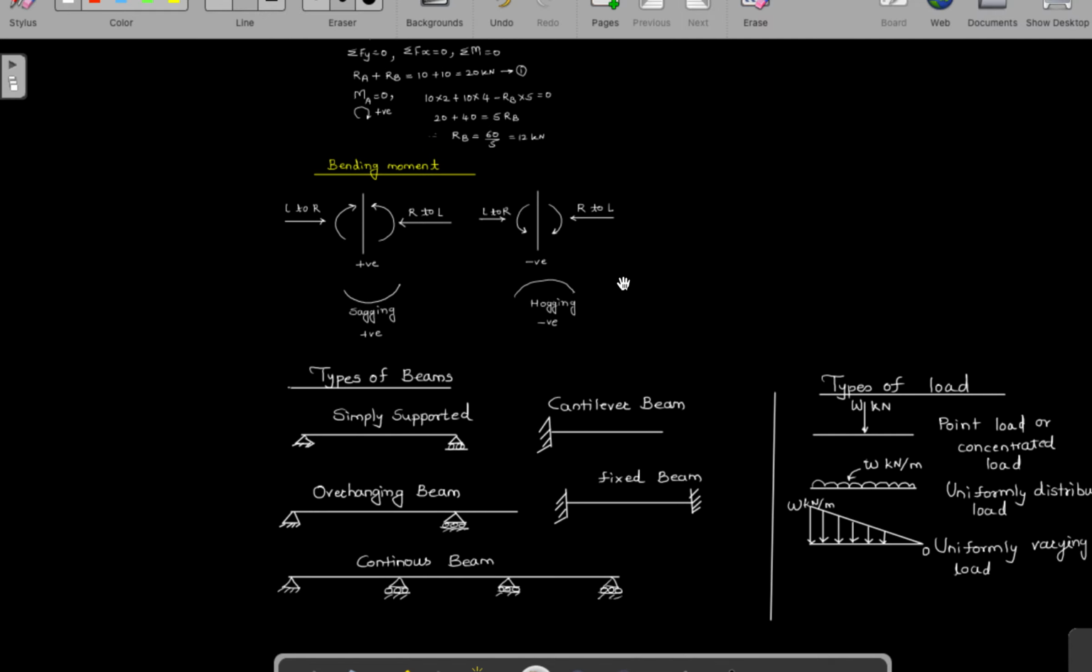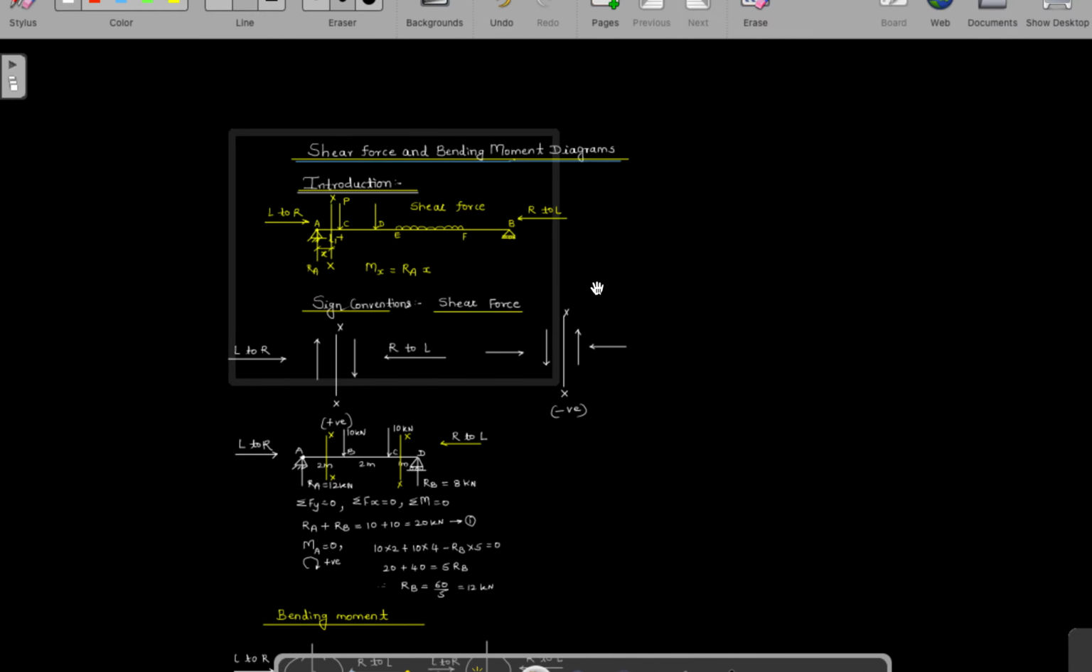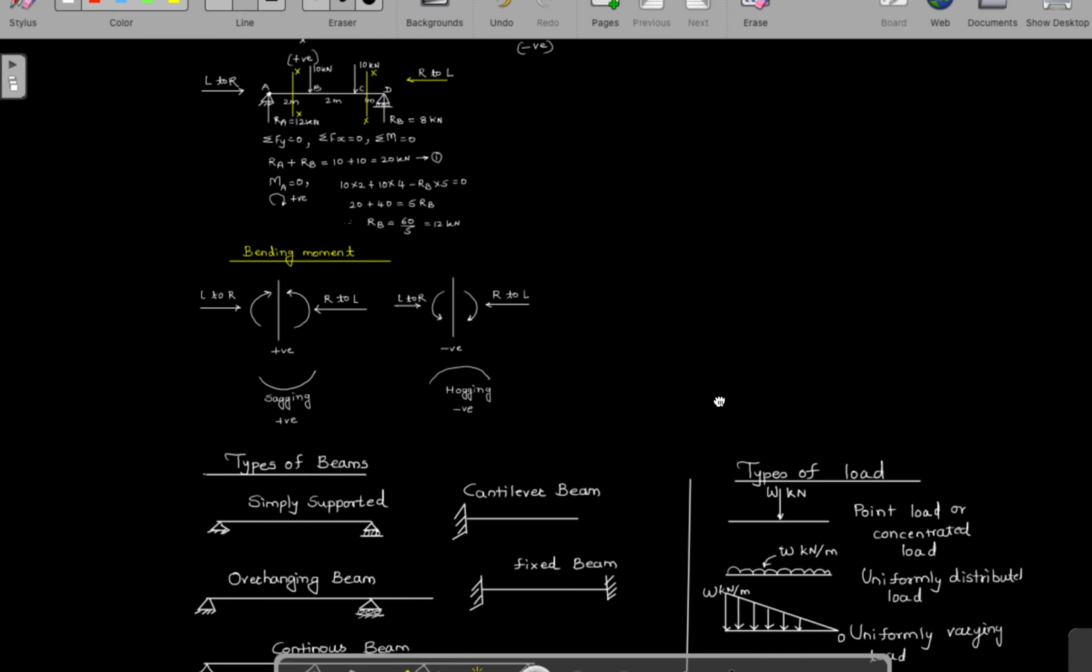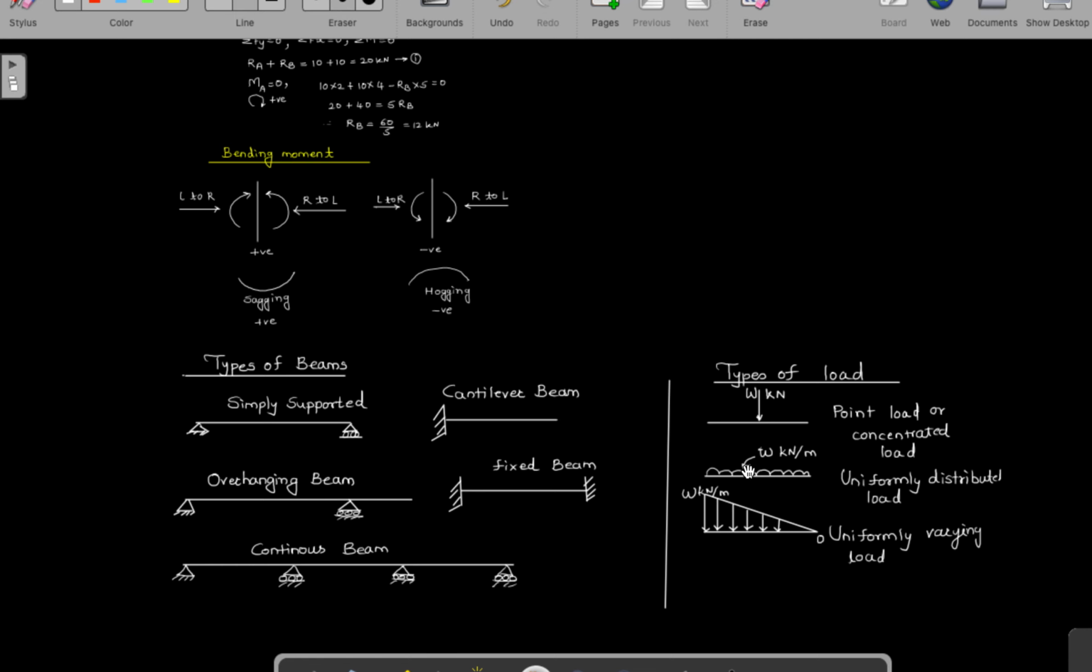So in this class, we have just seen the very basics: what is shear force, bending moment, the basic definitions, what the sign convention is, which is very, very important, and the types of beams and loads. Okay, in the next class, we will be starting with simple questions on shear force and bending moment.